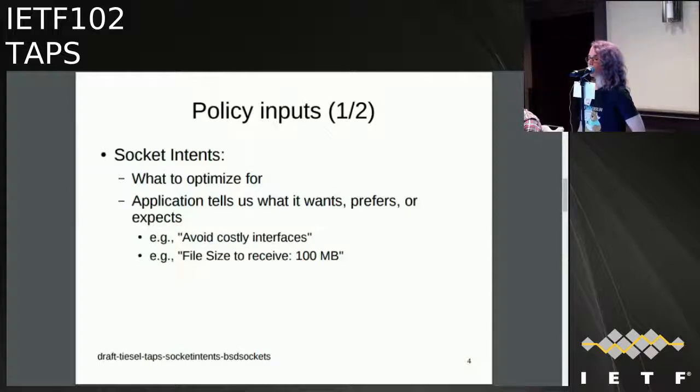And then also, for example, properties of the traffic. Hey, I want to send a big file, and how big is big? Well, it's going to be an update for my operating system. So it's 100 megabytes. I already know that. And then the socket intents policy can use this as input to the decision.